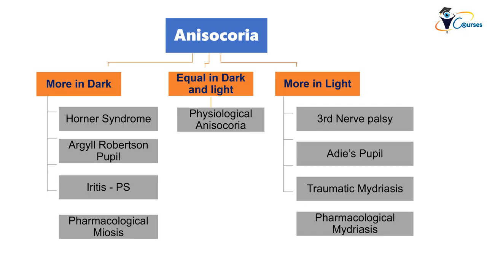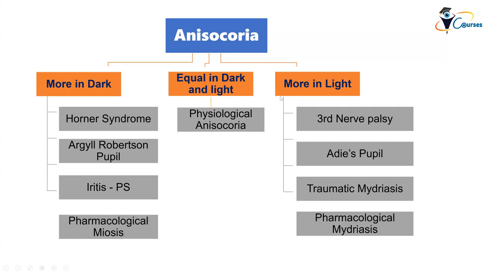So what are the reasons and what are the causes? Let's see. Anisocoria more in dark occurs in Horner syndrome, Argyll-Robertson syndrome, iritis, posterior synechia, and pharmacological miosis, like if the patient received pilocarpine or so.